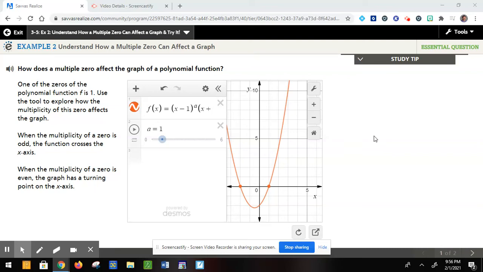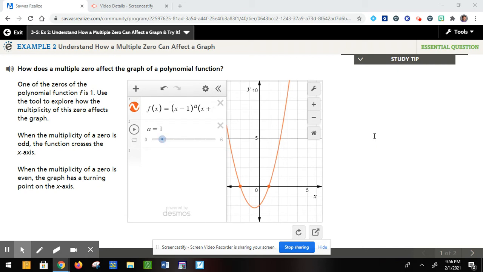In this example, we are going to look at the effect of having a multiple zero. A multiple zero is when you have a factor that has an exponent. At this point, the a value is set at 1, so it's not a multiple zero yet, as x minus 1 is one factor.